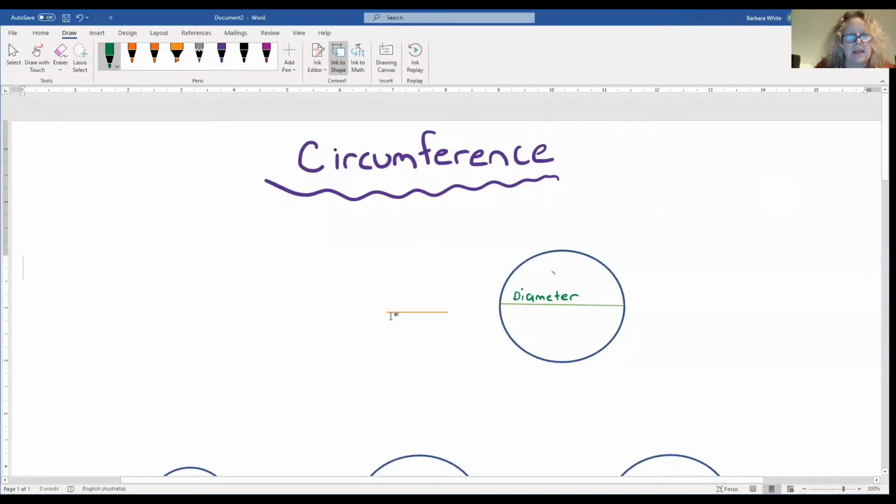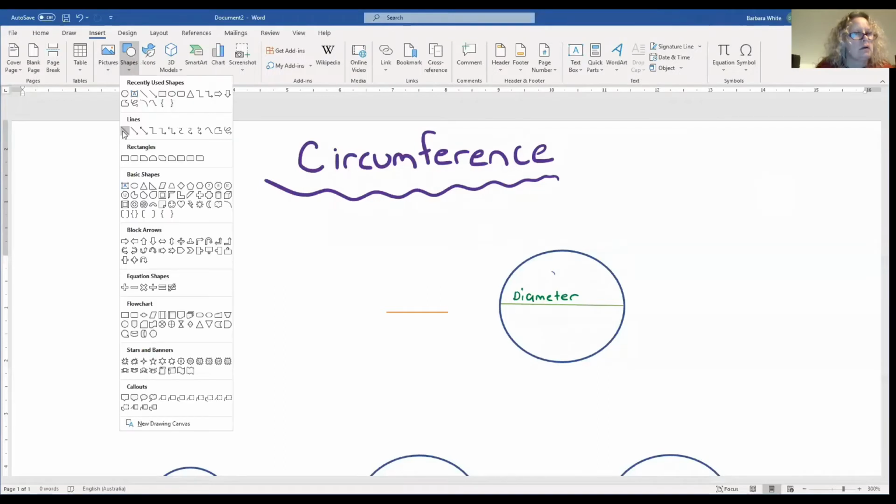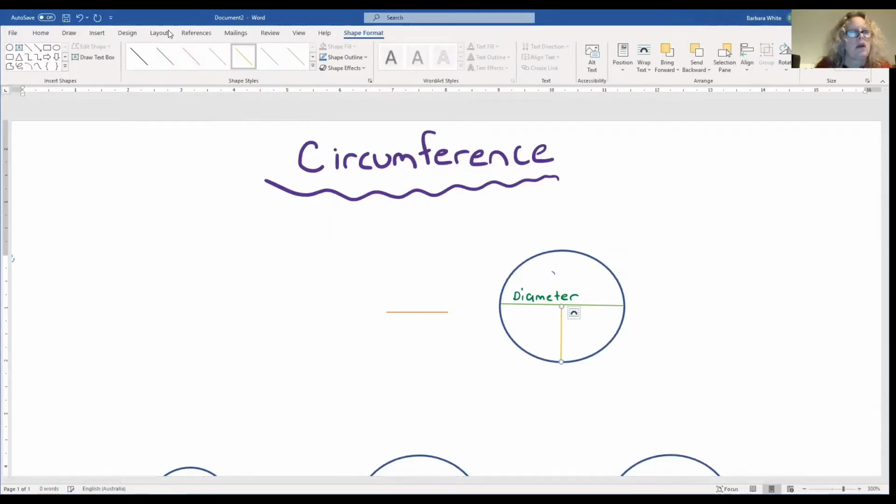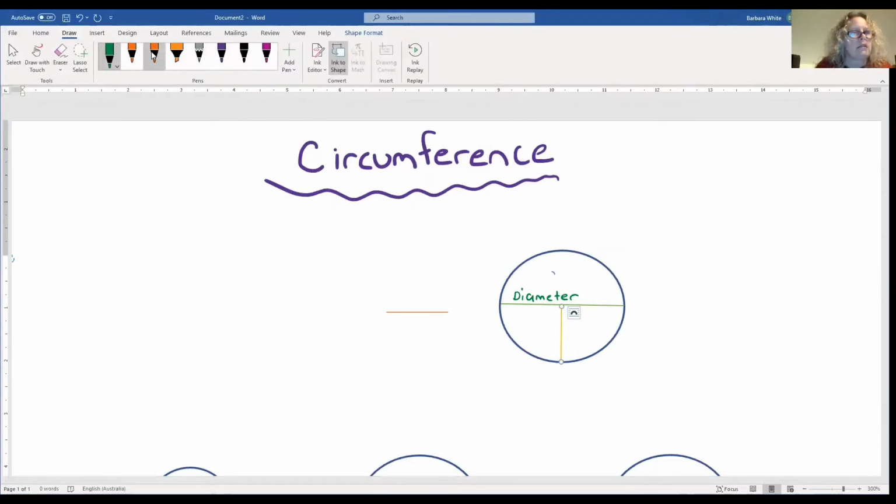Okay, and if I drew a line from the middle to the outside, from the center of the circle to the edge, that is the radius. And what we're going to be looking at is finding the distance around the outside of the circle. The outside is the circumference.